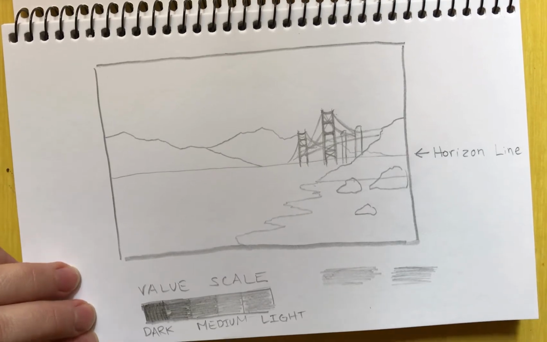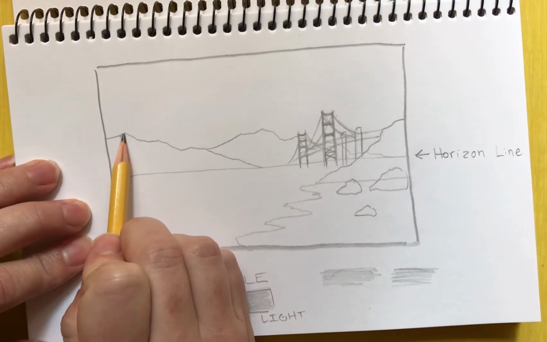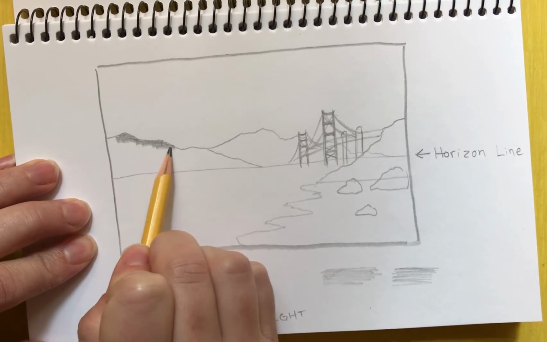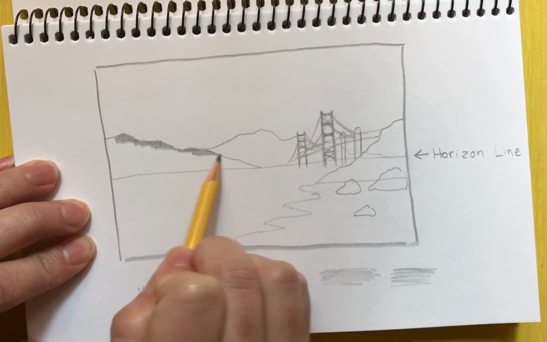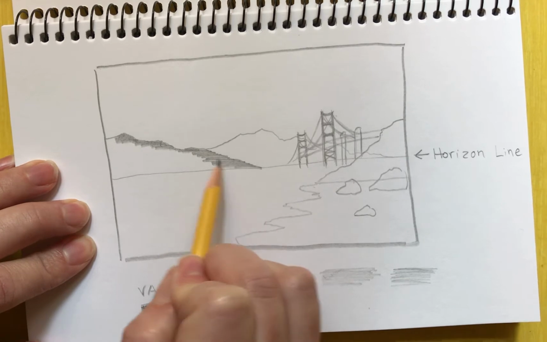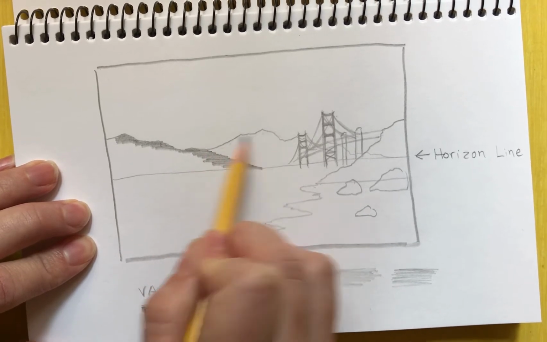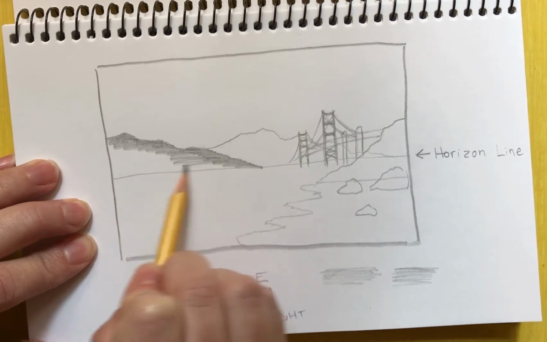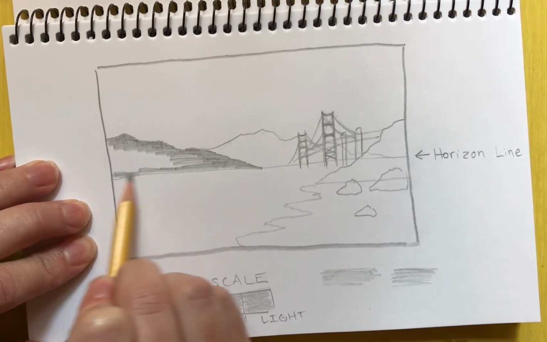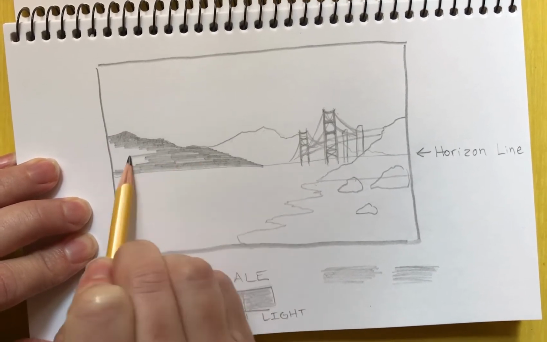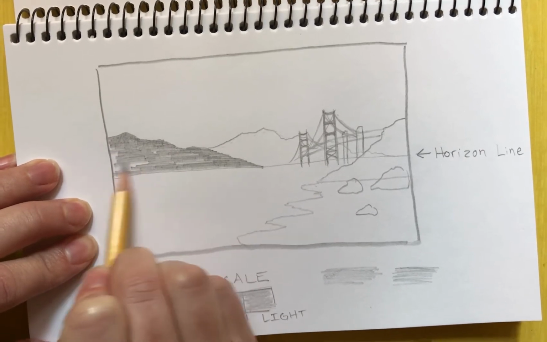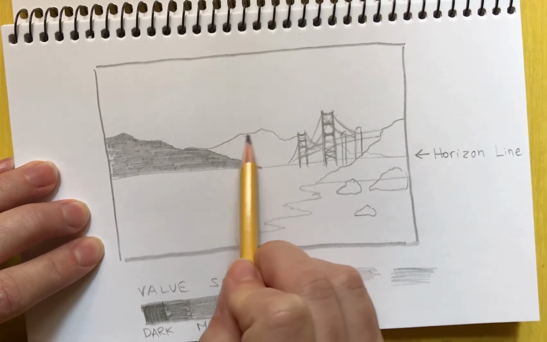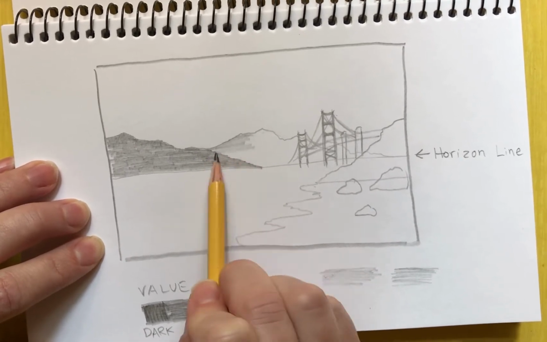So let's draw a very dark value in the mountains in the background. Try to match the value that you used for the outline, which is this line. You don't want it lighter than the outline. So you want the same color as the outline, same value. And this one's a little lighter because it is farther away.